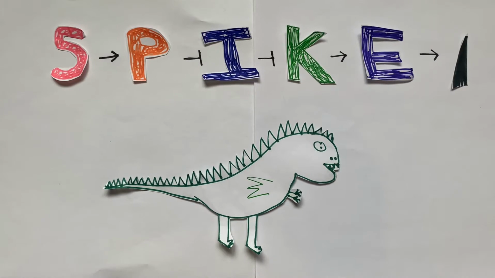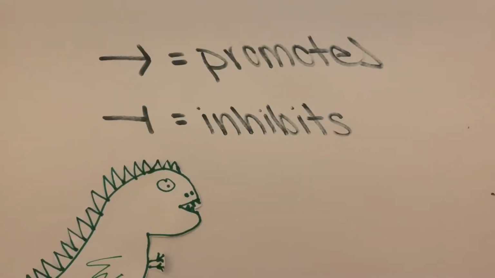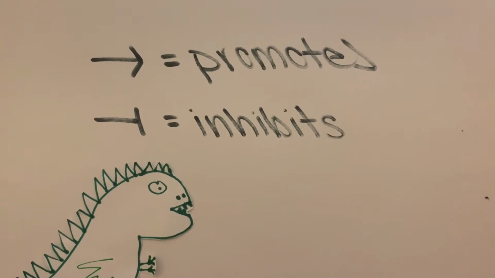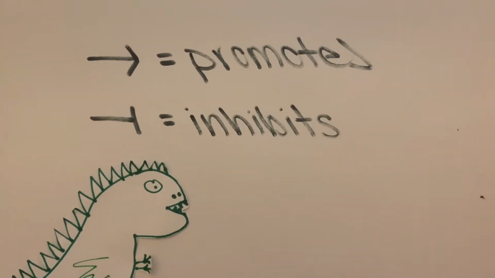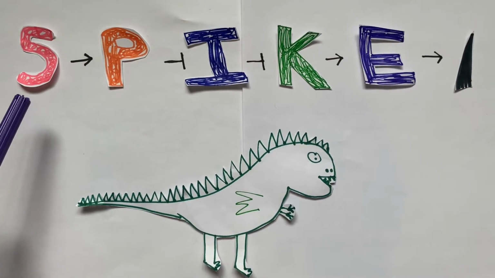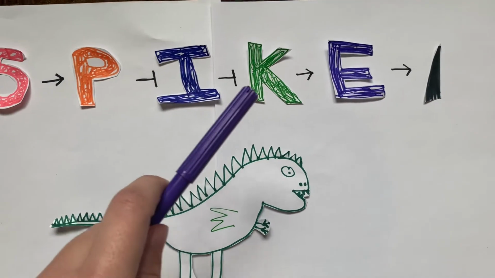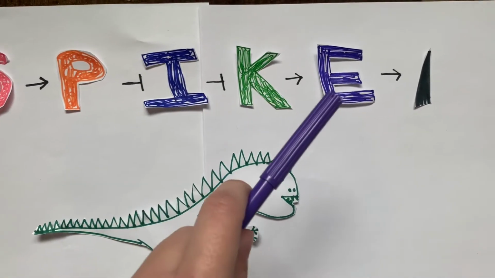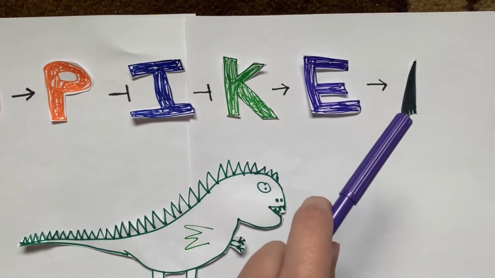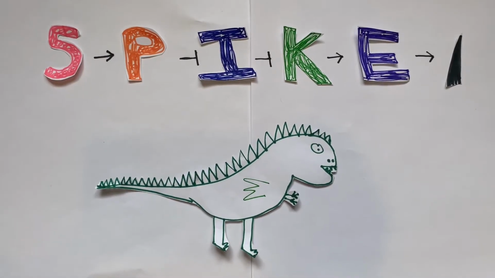Come to find out, spikes in dragons are formed by a developmental network. It's important to note in these networks that arrows indicate promotions and T-bars indicate inhibitors. If we dive deeper into this network, we see that S promotes P, P inhibits I, I inhibits K, K promotes E, and E promotes the spikes on the dragon. Our wild-type network here will in fact produce spikes.